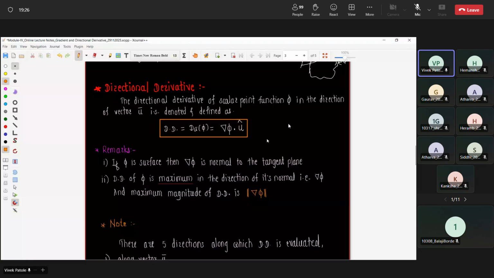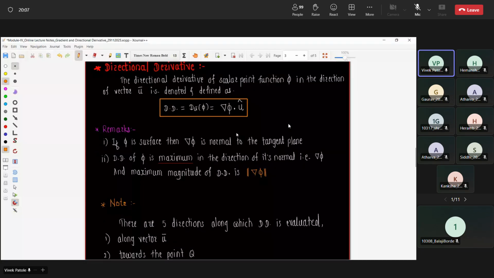And therefore, what we are doing is considering the gradient of that particular function, its dot product with the unit vector of the vector along which we wish to obtain the derivative. Okay, so as this direction is arbitrary and given by us, it is called the directional derivative. And this is the formula: del phi dot u cap. The dot product will be evaluated.